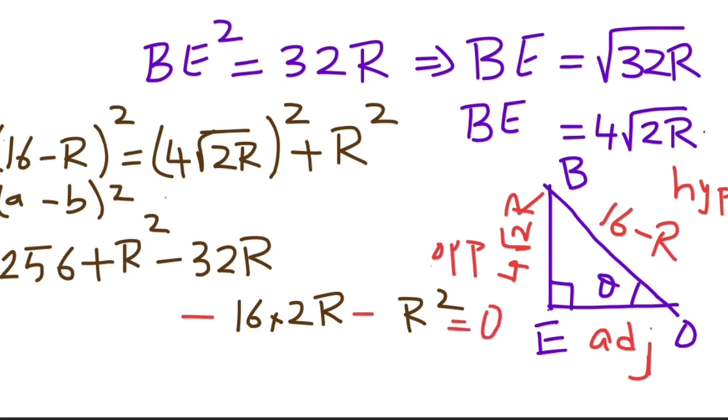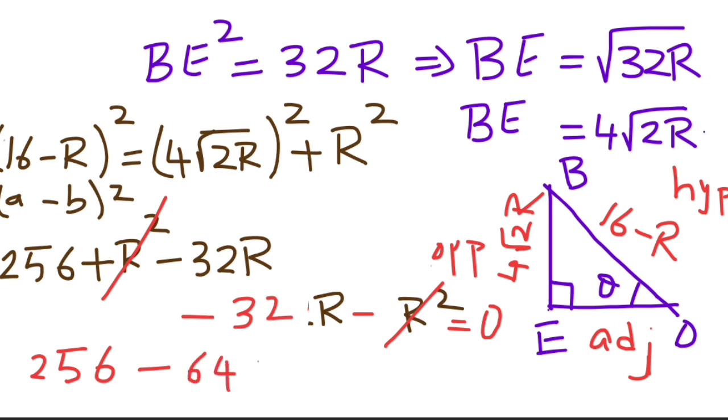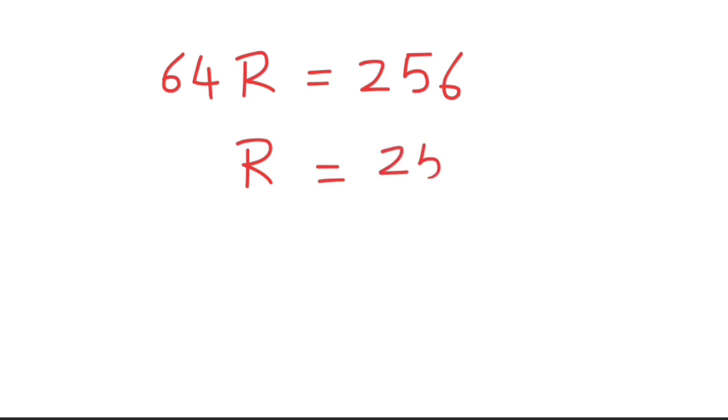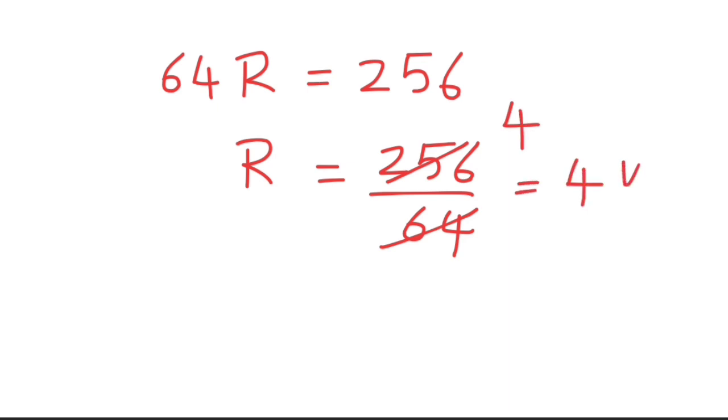Here plus r square minus r square gets cancelled. So what are we left with? 256 minus 32r minus 32r, which gives minus 64r, that is equal to 0. So 64r is equal to 256. Then r, the radius, is equal to 256 divided by 64, which gives 4. 64 times 4 is 256. That is, the radius is 4 units.